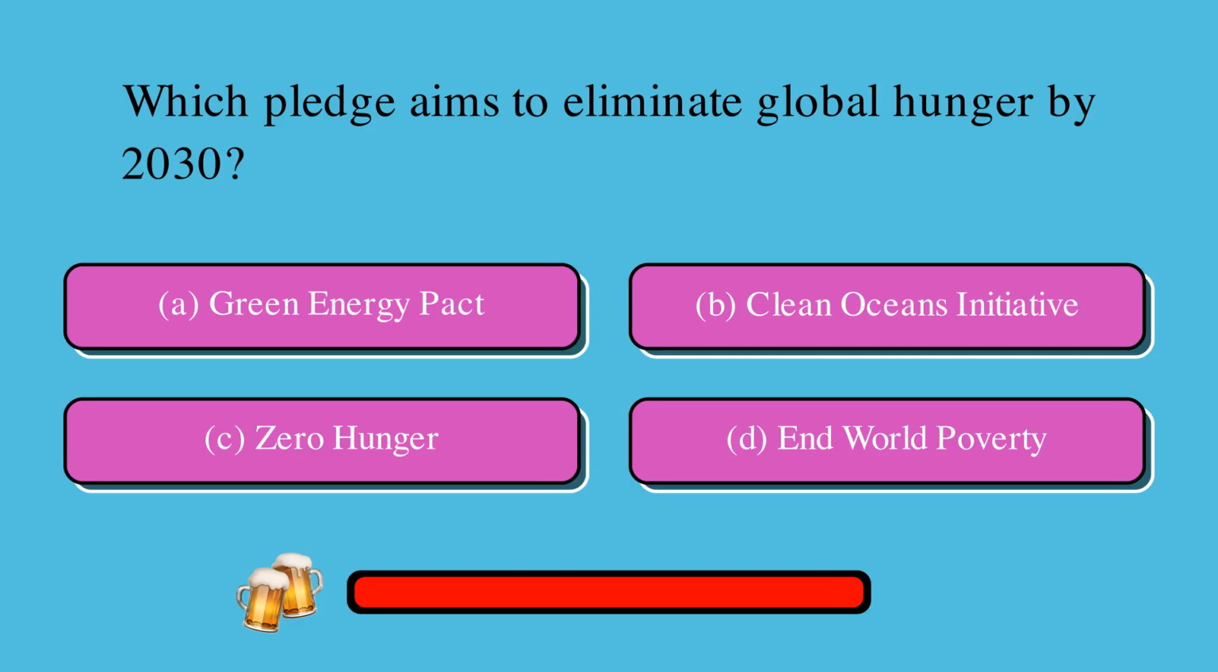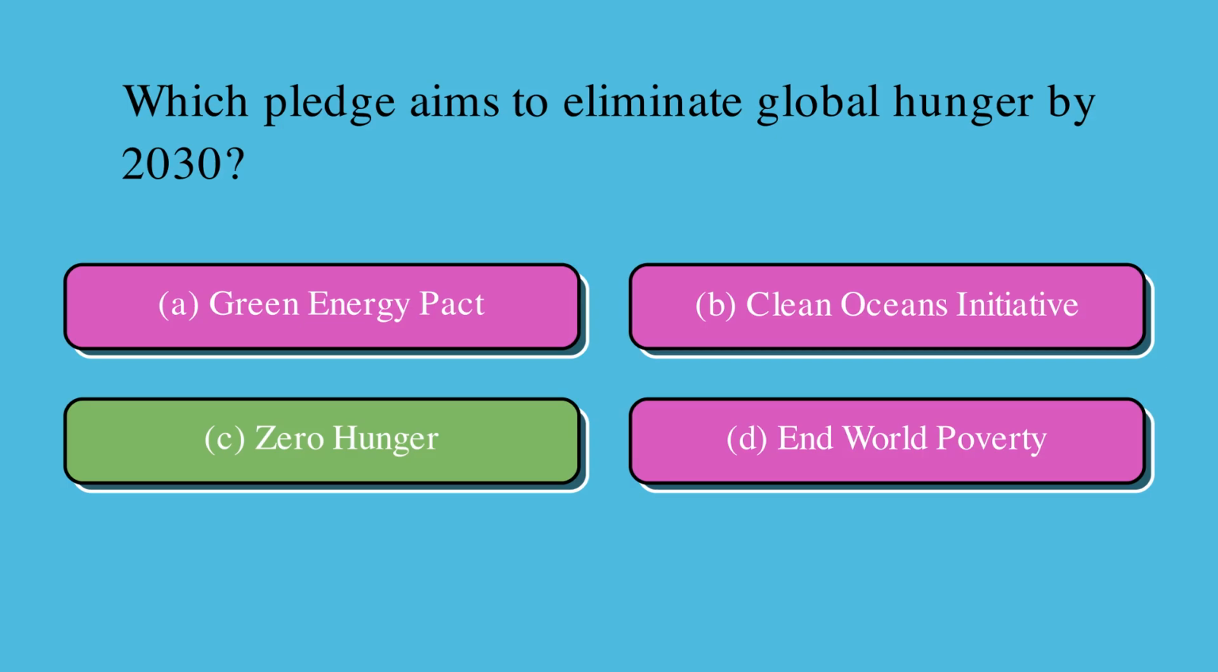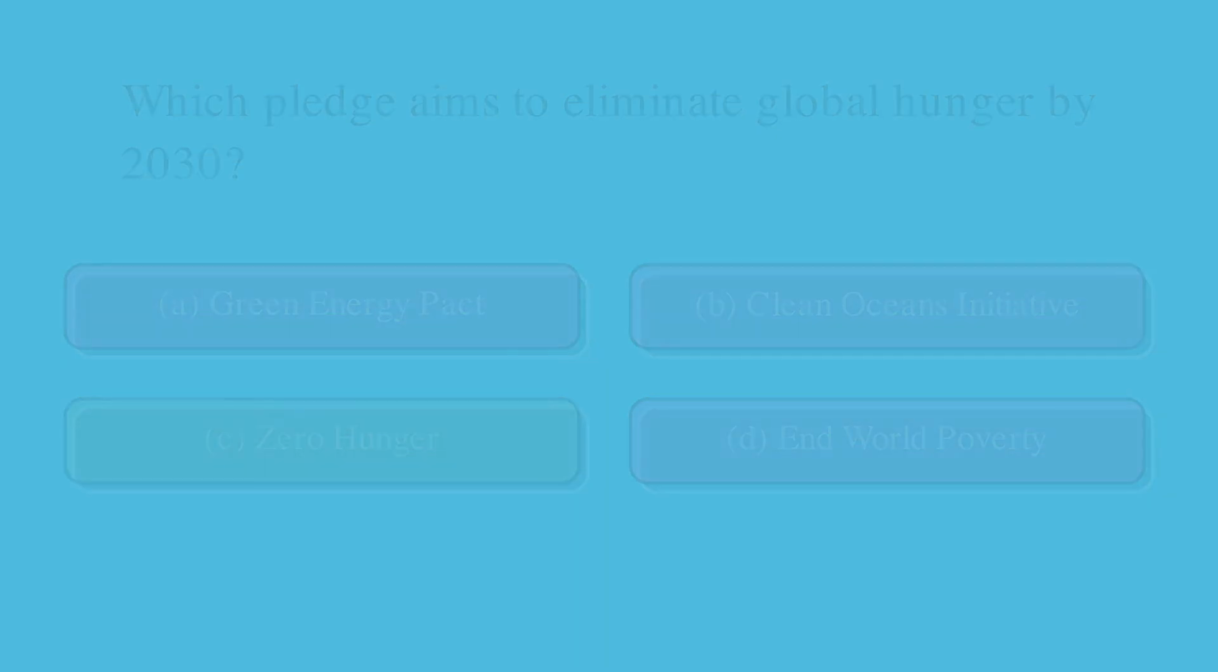Which pledge aims to eliminate global hunger by 2030? Is it A, Green Energy Pact, B, Clean Oceans Initiative, C, Zero Hunger, or D, End World Poverty? The correct answer is C, Zero Hunger.